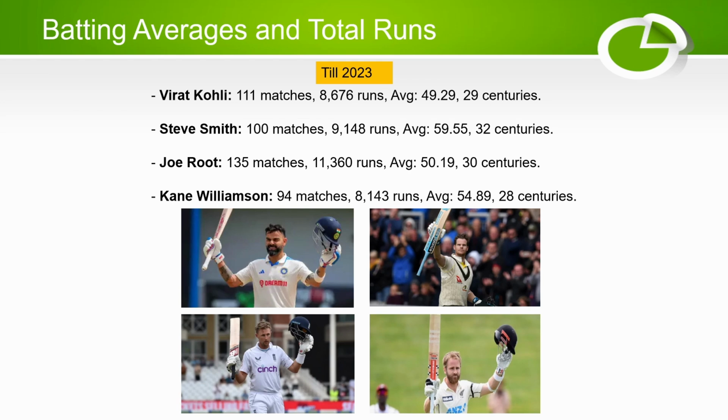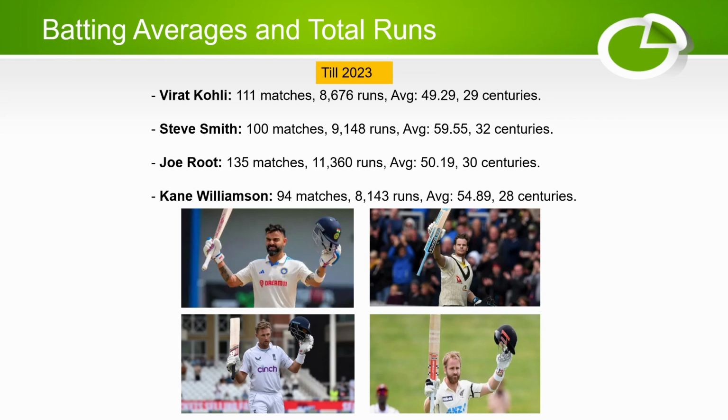But if we compare his average with the average of Steven Smith or Kane Williamson, they have shown a bit more consistency in Test cricket and hence they have a better scoring average than Virat Kohli. Joe Root has been scoring a lot of centuries of late. Actually in 2024 the number of centuries for Joe Root is 34. This data is still 2023, hence here 30 centuries have been taken for Joe Root.